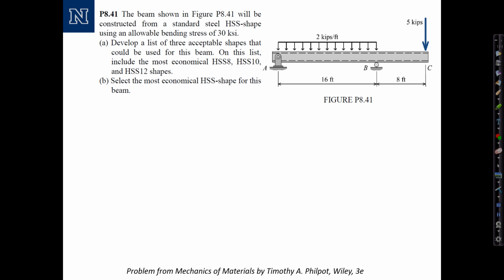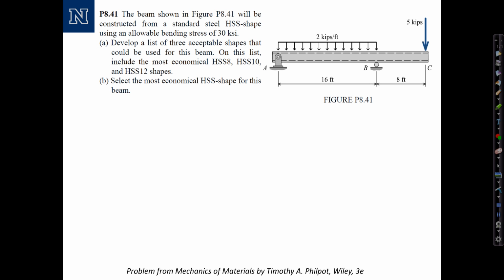This is a problem from Mechanics of Materials by Timothy Philpott, Wiley 3rd edition. It reads, the beam shown in the figure will be constructed from a standard steel HSS shape using an allowable bending stress of 30 KSI. At the moment, we don't know what the cross-sectional properties are, but we want to select a suitable cross-section that will meet the criteria. We're asked to develop a list of 3 acceptable shapes that could be used for this beam, choosing from among HSS 8, HSS 10, and HSS 12 shapes.